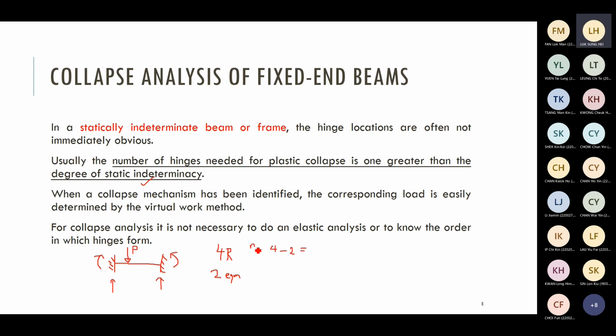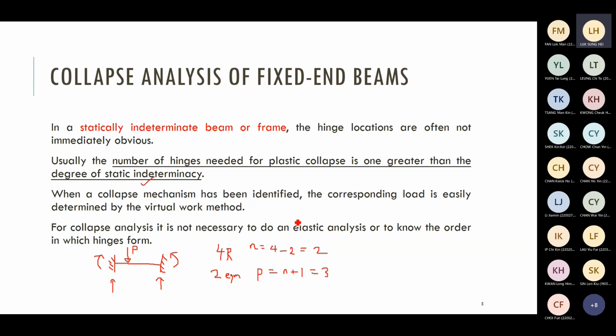Maybe I call this n. N is the static indeterminacy. 4 minus 2 gives you 2. So according to the statement right here, the number of plastic hinges required to make the structure collapse is equal to the degree of indeterminacy plus 1. So the number of plastic hinges required is equal to n plus 1 equal to 3. 3 plastic hinges can make a fixed end beam become unstable, collapse.